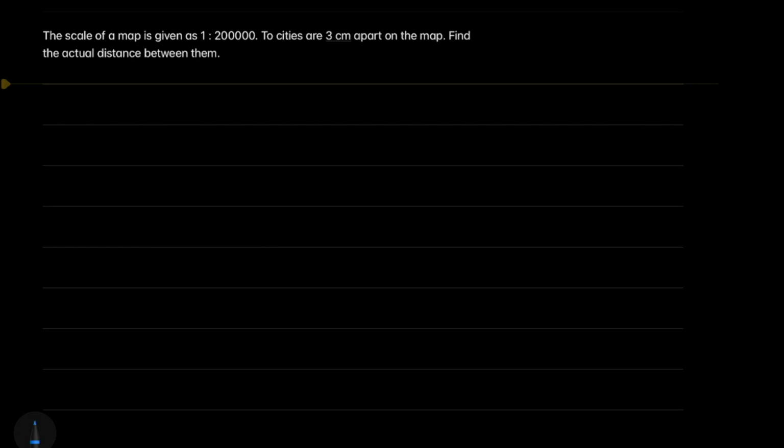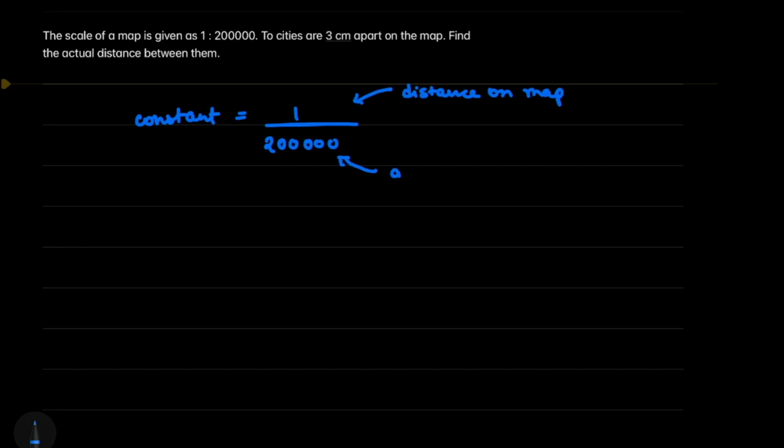So the next question we come across is that the scale of a map is given as 1 is to 200,000. Two cities are 3 centimeters apart on the map, and we need to find the actual distance between them. We have already been given the direct variation constant, and that is 1 by 200,000. So this is the distance on the map, and this is the distance in real life, or the actual distance.